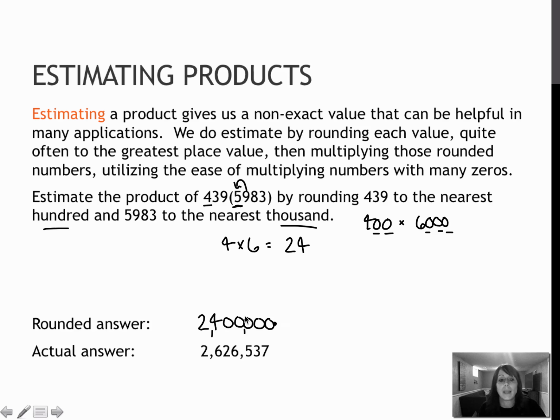So notice what I came up with. My rounded answer, my estimation, is 2,400,000. My actual answer is 2,626,537. So they're not exact, but if we're just looking for an estimation, this is a very good estimation.